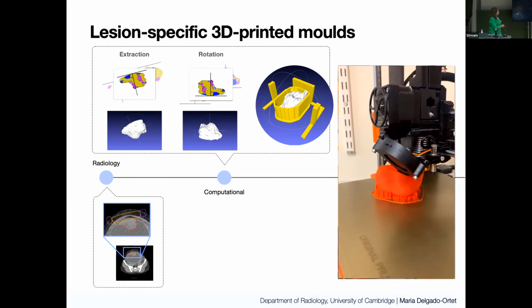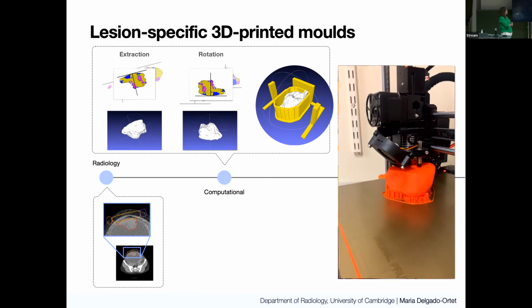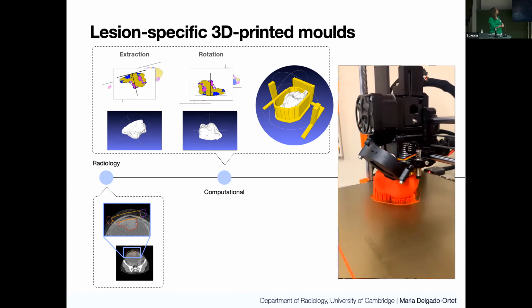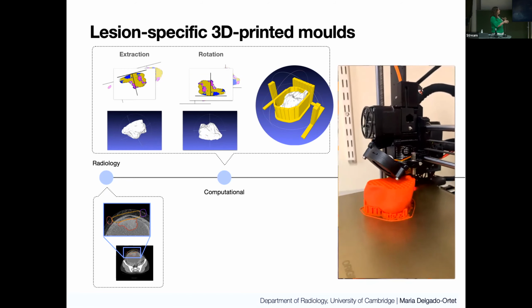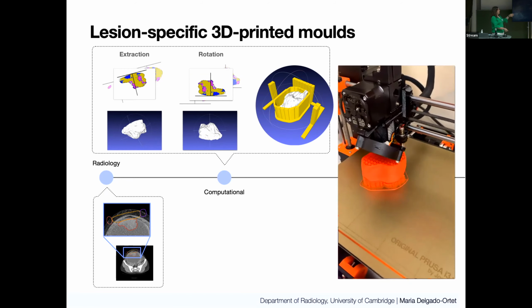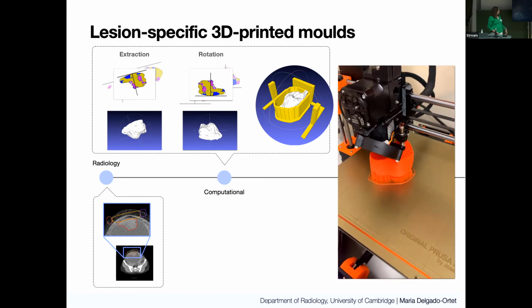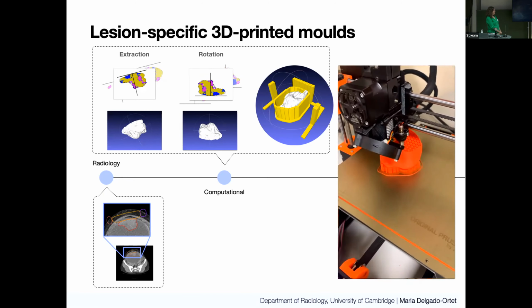Then the computational pipeline starts. What we do is extract the radiomic features, create the radiomic habitats, and then rotate the tumor and the habitats so the orientation is the one that the radiologist desired. You can see how the tumor is printed on the right.